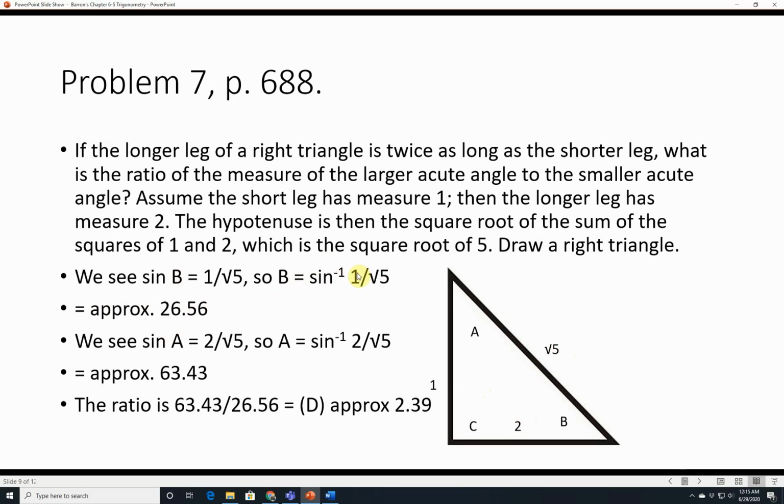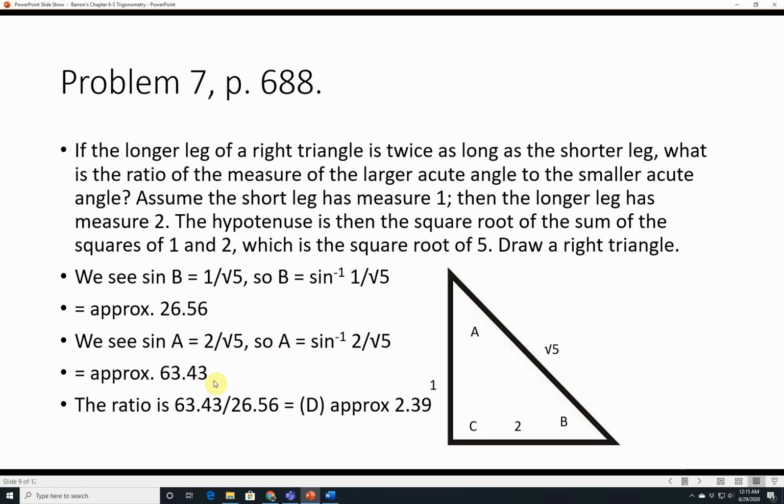Yes, you could rationalize the denominator and make it square root of 5 over 5. But you don't have to do it because you're just doing this in your calculator to get to this answer. Sine of A is going to be 2 over root 5, so we're going to do the same thing. Take the inverse sine of 2 over root 5.